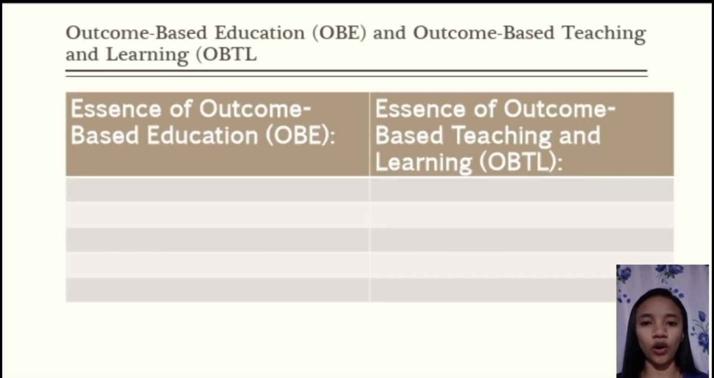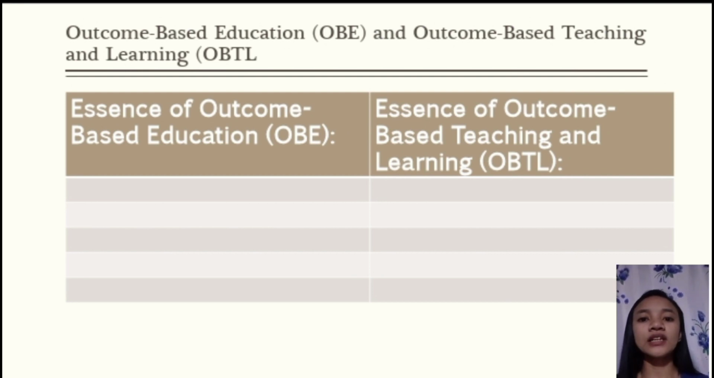Outcome-based education, or OBE, and outcome-based teaching and learning, or OBTL, share a common essence of focusing on learning outcomes and student-centered approaches, but they have different applications and emphasis. Both OBE and OBTL prioritize learning outcomes and student engagement, but OBE primarily focuses on the overall curriculum and alignment, while OBTL concentrates on creating effective and meaningful learning experiences within the curriculum to achieve those outcomes.